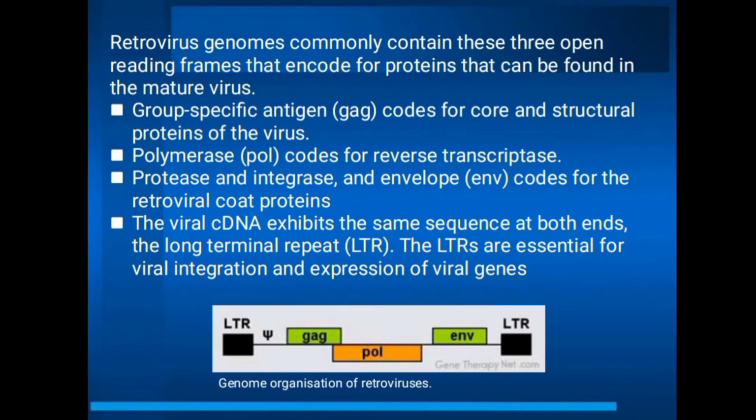The retrovirus genome commonly contains these three open reading frames that encode for proteins that can be found in the mature virus. Group-specific antigen, GAG, codes for the core and structural proteins of the virus. The polymerase, POL, codes for reverse transcriptase, protease, and integrase, and envelope, ENV, codes for the retroviral coat proteins.